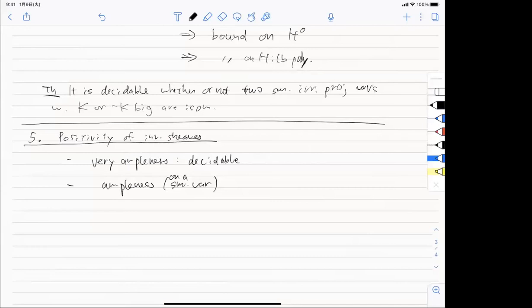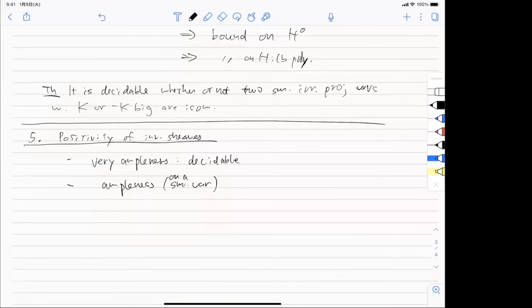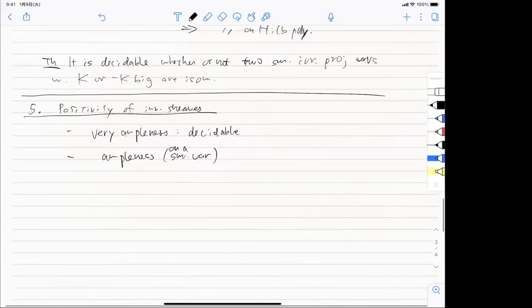On one hand, we can check whether each power of the sheaf is ample or not. And on the other hand, we check the intersection of the sheaf with each irreducible closed subset. Then after finitely many steps, we find it's very ample, or it has negative or non-positive intersection with some closed subset, and then we find out that it's ample or it's not ample. And so ampleness is decidable.